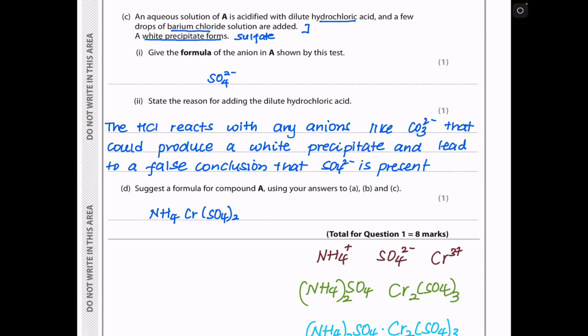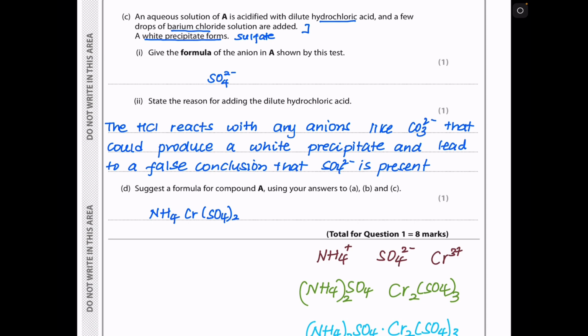Dilute hydrochloric acid is added to react with any other anions that could interfere by forming a white precipitate as well. So I say the HCl reacts with any anions like carbonates. You could also say hydrogen carbonates that could produce a white precipitate and lead to false conclusions that sulfate anion is present.